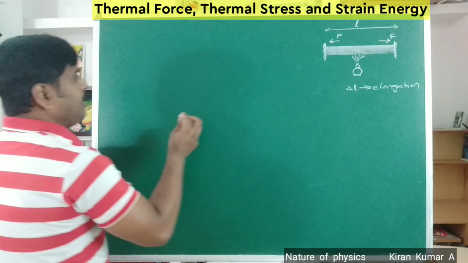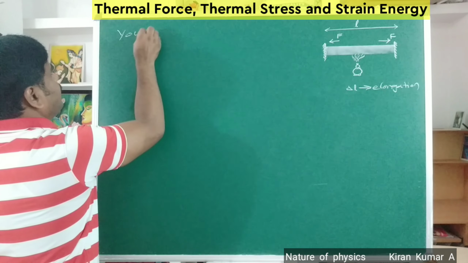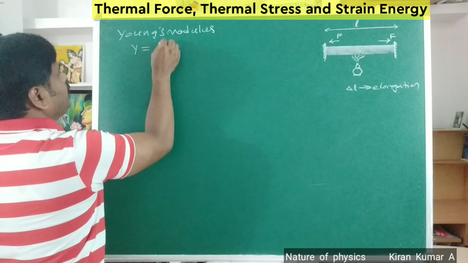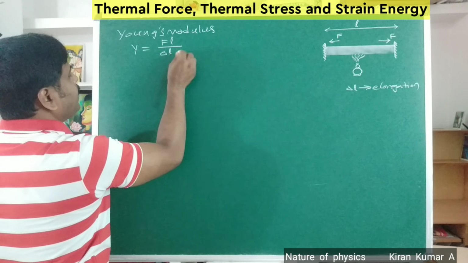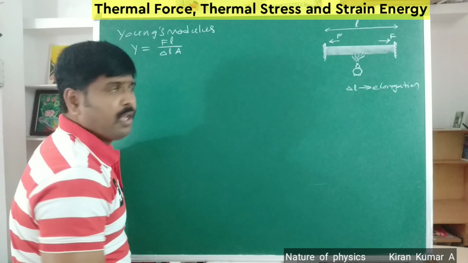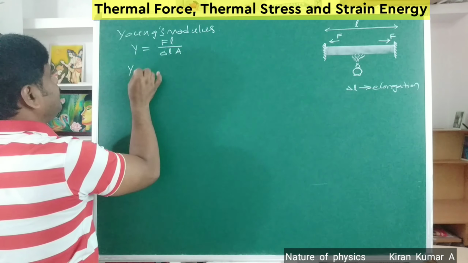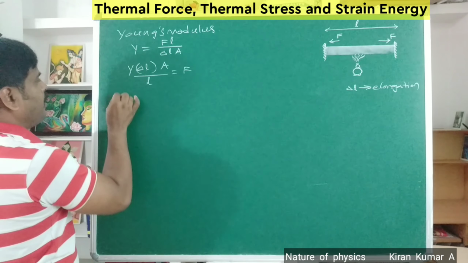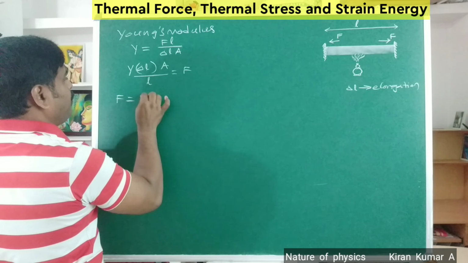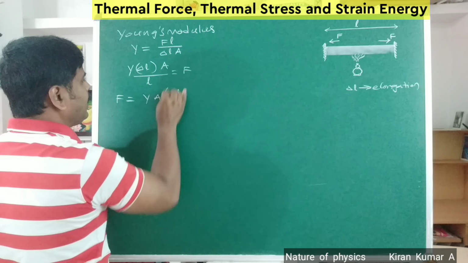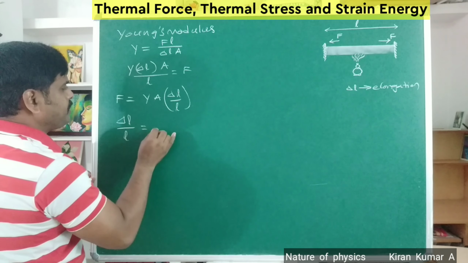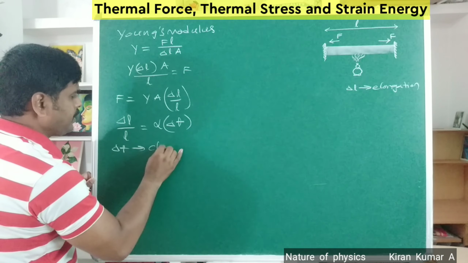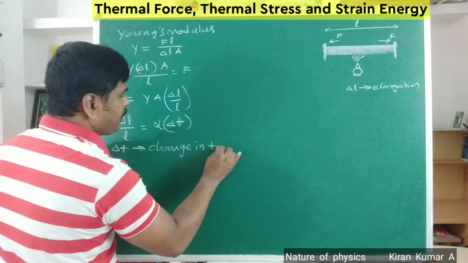See, from the Young's modulus, Y is equal to FL divided by delta L into A. From this equation, Y into delta L into A divided by L is equal to F. So F is equal to YA delta L by L. See, delta L by L is equal to alpha into delta T. So delta T is the change in temperature.